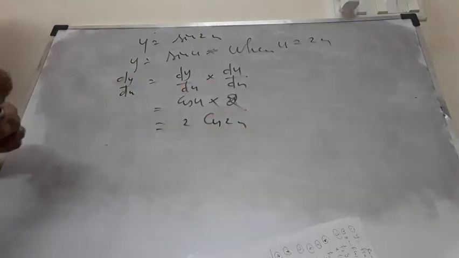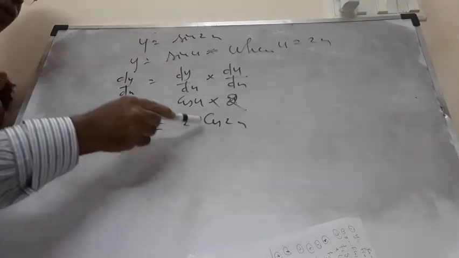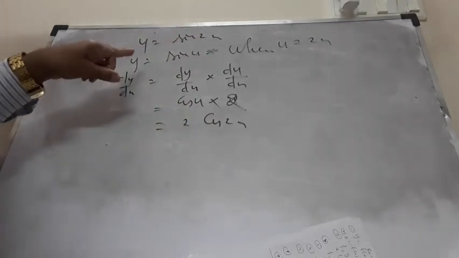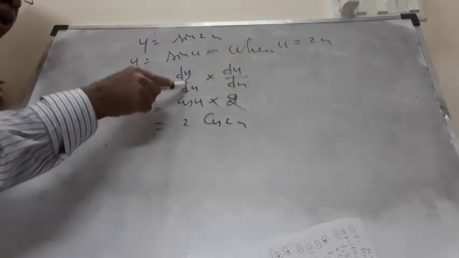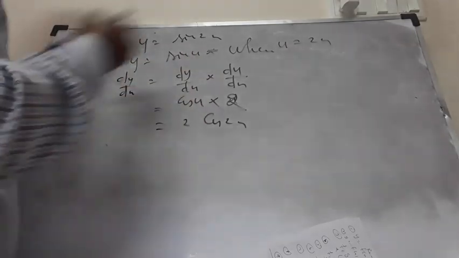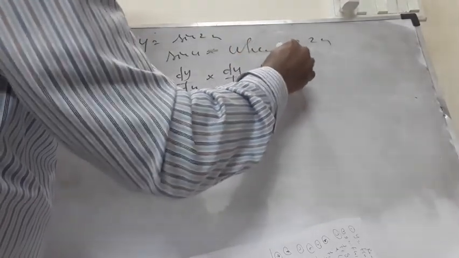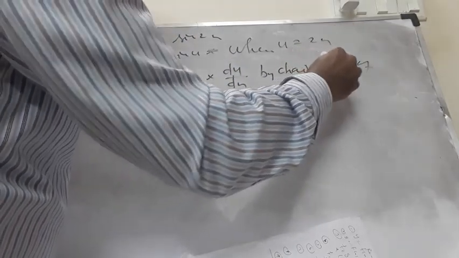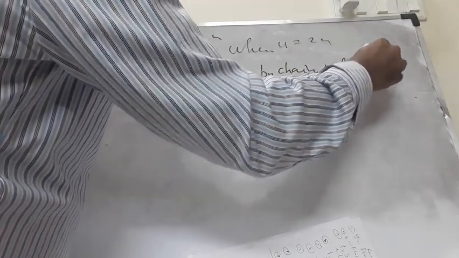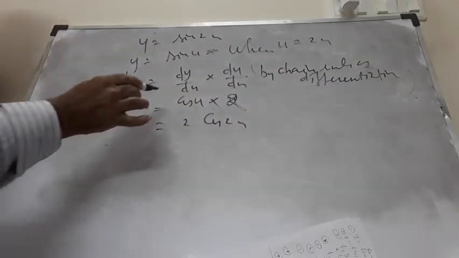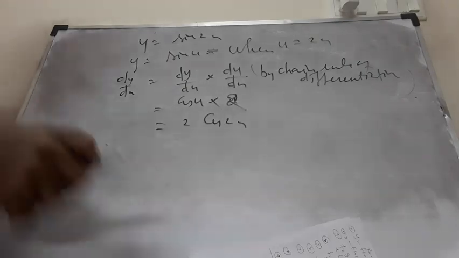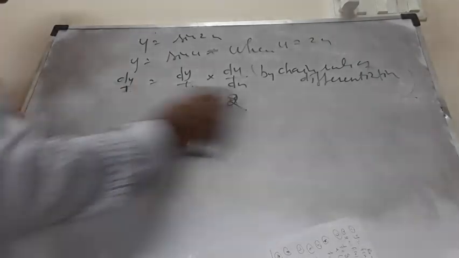If you want to do it directly, the derivative of sine 2x is cos 2x into the derivative of 2x, which is 2. That's the meaning of the chain rule. I repeat, sine u where u is 2x. Therefore, this is written as dy by du into du by dx by the chain rule of differentiation, proof of which I gave you just now. It reduces to cos u into 2. Therefore, 2 cos 2x is the final answer.